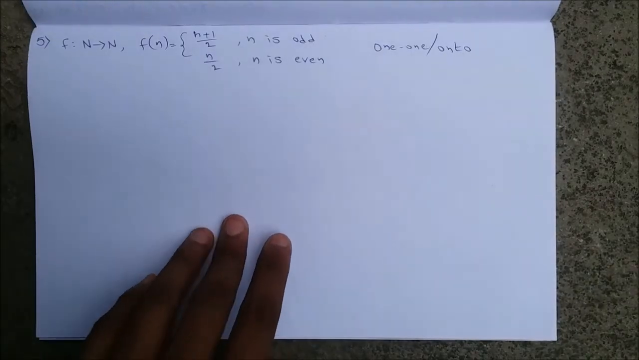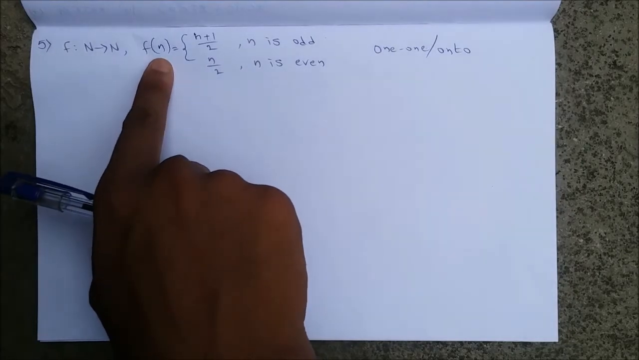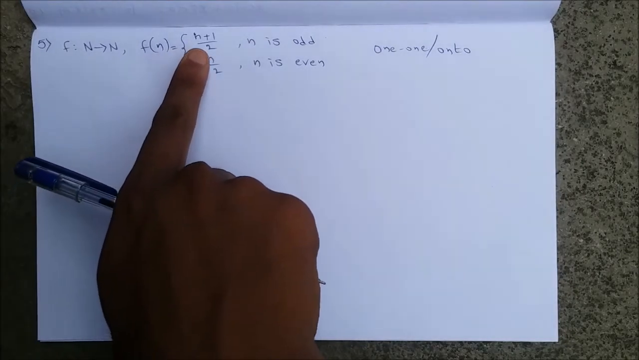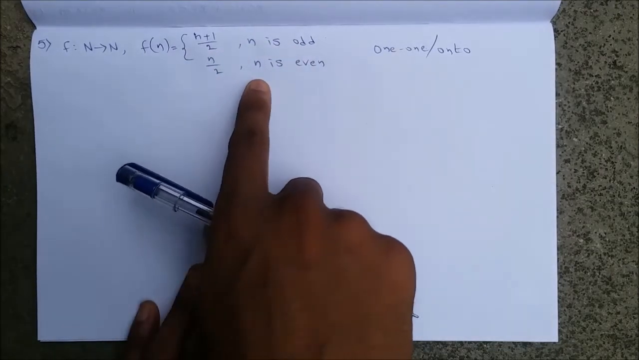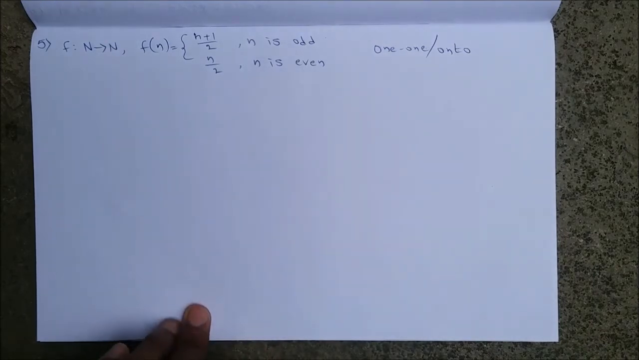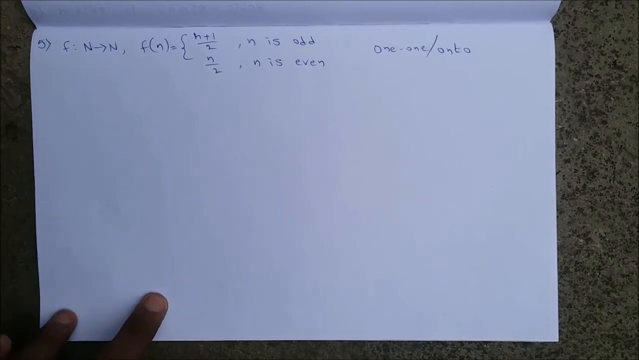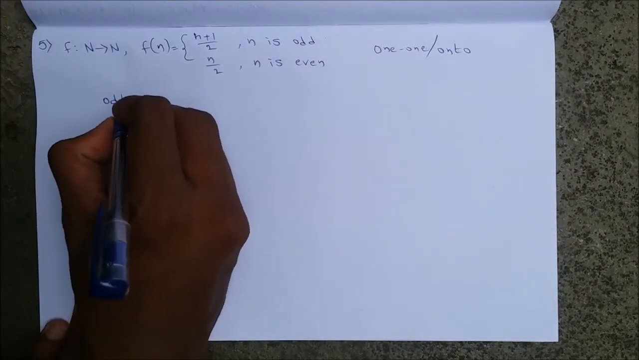Okay, one question is given as f is a function from N to N, and f(n) is equal to (n+1)/2 if n is an odd number, and n/2 if n is an even number. Check whether it is a one-one function or an onto function, or else not one-one or not onto, or both one-one as well as onto. Let us check. So first I am taking one odd number, 3.